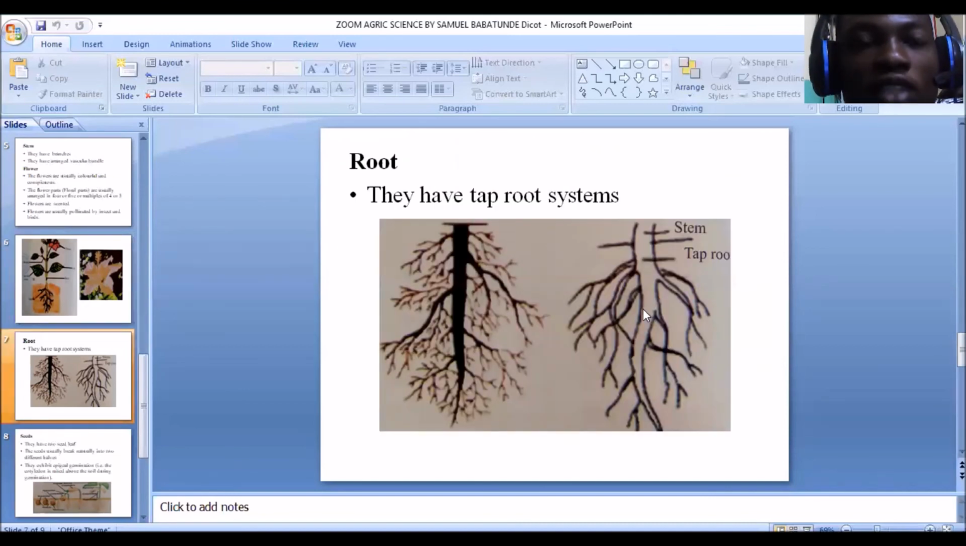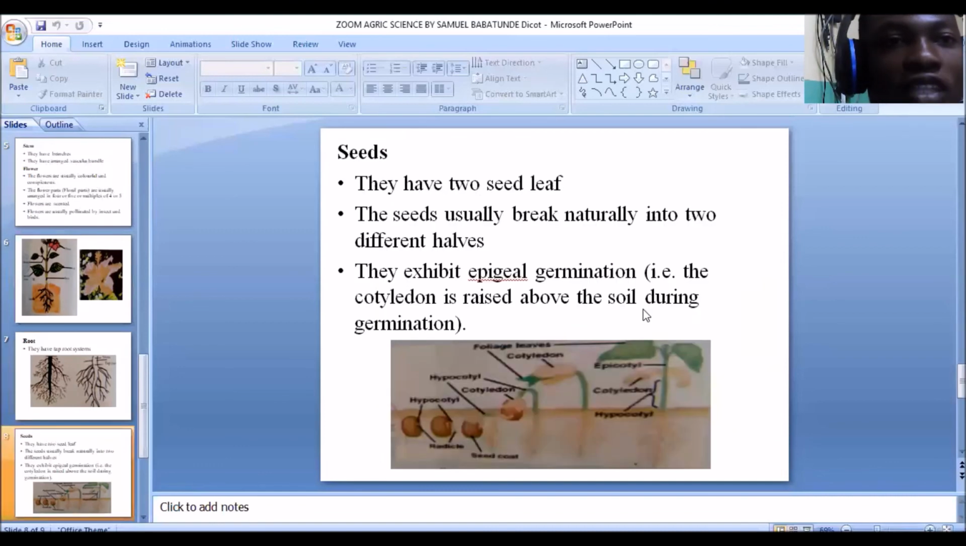So we move straight to the roots of this dicot plant, and when you observe the roots of a dicot plant, you notice that they possess the taproot system. They have very long roots, unlike the monocot plant, which has a fibrous system, short roots clustered together. And lastly, we look at the seeds of the dicot plant, and we say a dicot plant possesses 2 seed leaves, and that this seed is capable of breaking naturally into 2 different halves during germination.